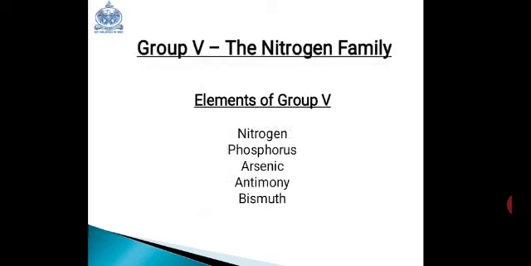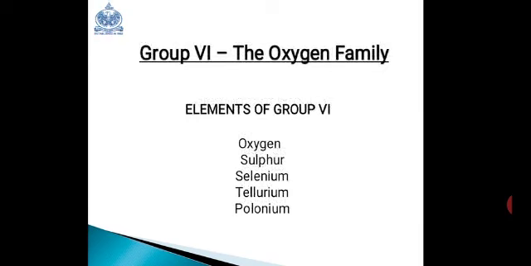Group 5, the nitrogen family. Elements of group 5 are called the nitrogen family also because nitrogen is the most familiar element and famous for its uses. The elements named are nitrogen, phosphorus, arsenic, antimony and bismuth. Group 6 elements are oxygen, sulfur, selenium, tellurium and polonium. It is also called the oxygen family.